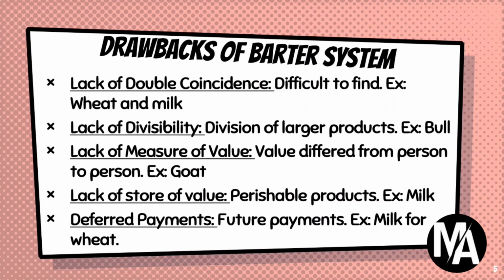The next drawback is lack of store of value, which means there were certain perishable products whose value would deteriorate if they are not transacted the same day. For example, in earlier times when there were no refrigerators available, milk had to be transacted the very same day, which means on that day when the milk is fresh, its value is high.